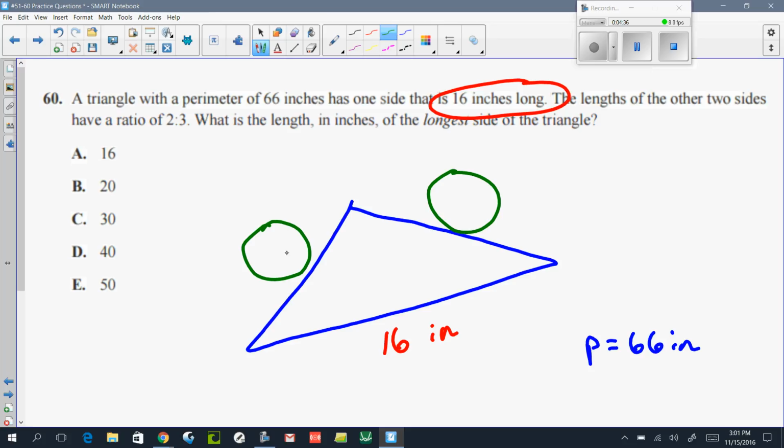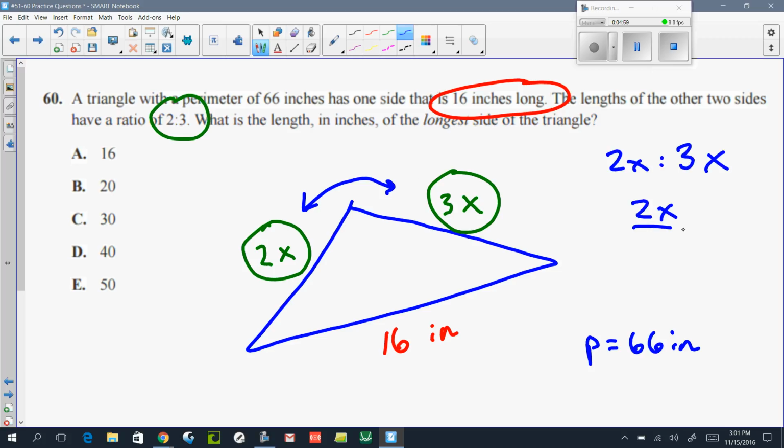We don't know what they are. We could call this one X. We could call this one Y, but I would rather call this one X as well to keep the variable the same. And the key here is that we have to make them have a ratio of 2 to 3. So for example, if this is 2X, that would be 3X. If you're looking at the ratio of these two remaining sides, the ratio would be 2X to 3X, or 2X over 3X, and that's simply 2 to 3.